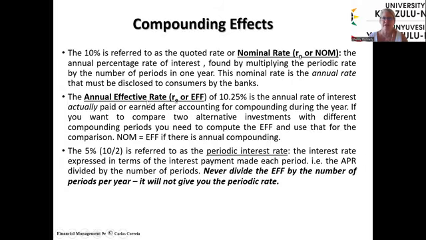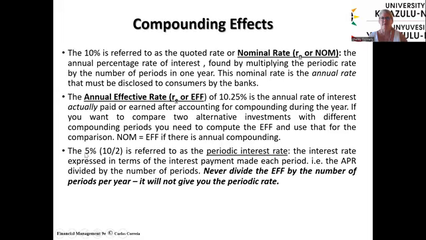Your annual effective rate, on the other hand, EFF% in your calculator, or RE in the previous formulae, which was 10.25% in our example, that's the annual rate of interest that you'll actually be paid, actually have to pay or earn, depending on whether you're borrowing or investing, after accounting for the effects of compounding during the year. And if you want to compare two alternative investments or loans with different compounding periods, you can't just compare them on the basis of their nominal quoted rates. You need to compute their effective rates and use that for your comparison. Okay.